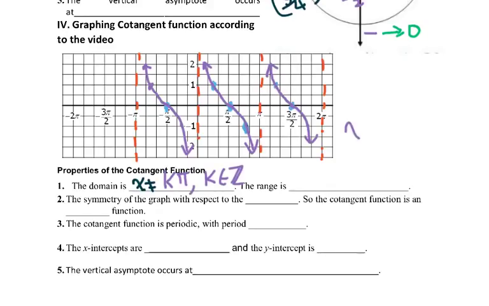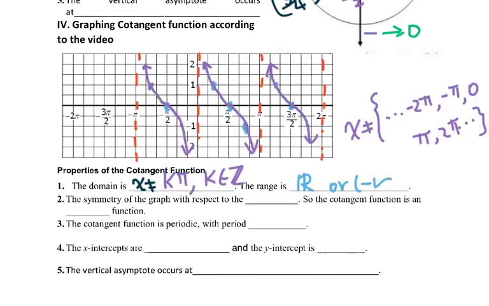Or you can write down that x not equal to, from negative 2 pi, you go to negative pi, you go to 0, then you go to pi, 2 pi, keep going. That's the pattern. For the range, there are no ending points at the top and the bottom, so that's all real numbers, or you can write from negative infinity to positive infinity.